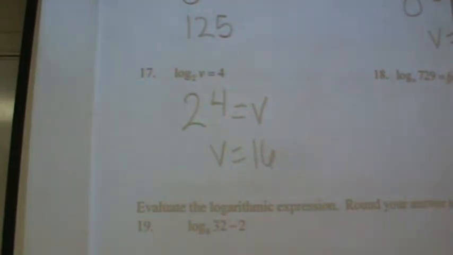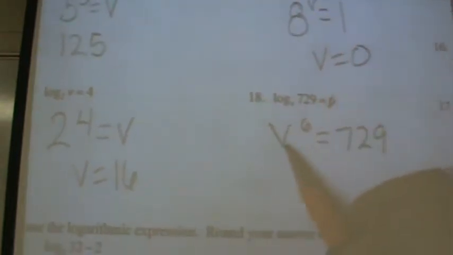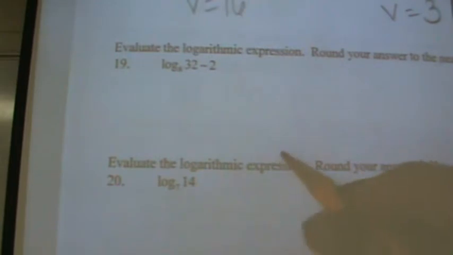And the last one, v to the 6th power is 729. What number multiplied 6 times gives you 729? 3. These two, you definitely need a calculator.